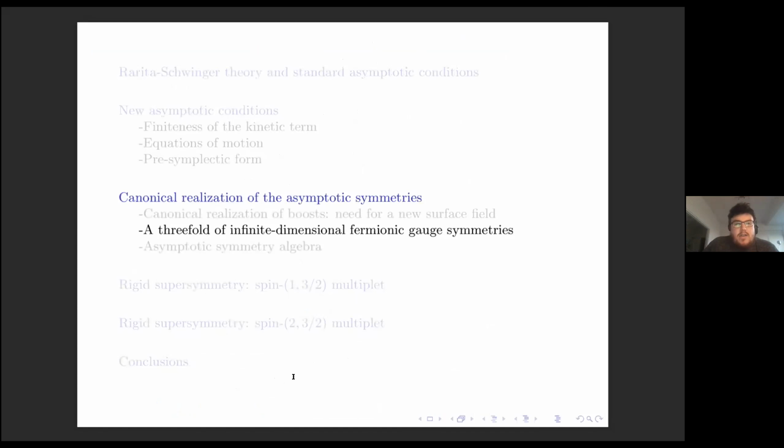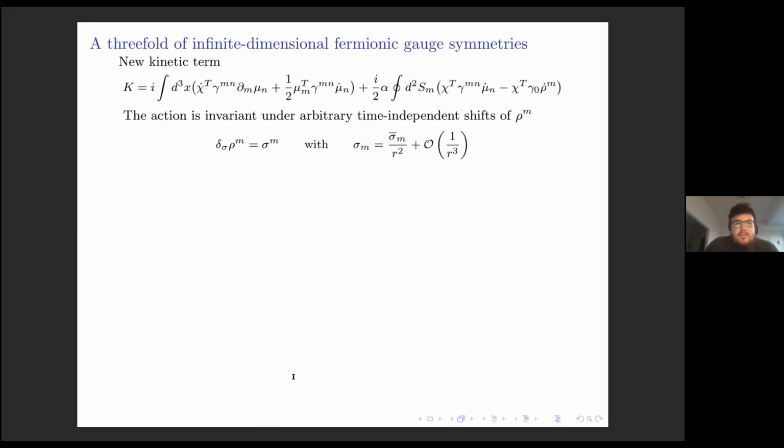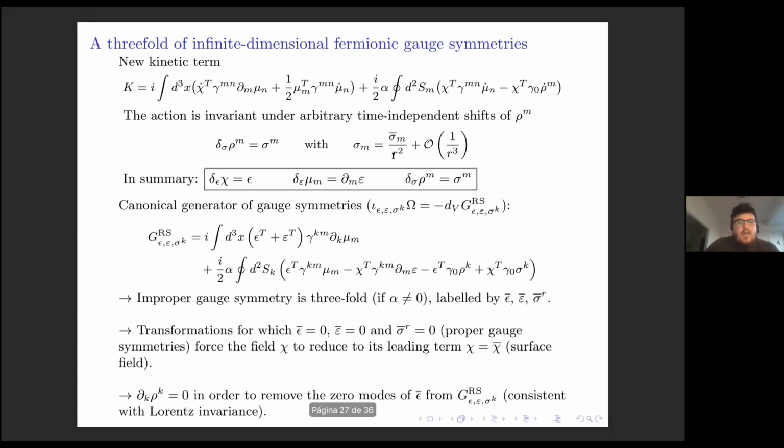So we can now write a new kinetic term with the new field rho, and we can see that the action is going to be invariant under arbitrary time-independent shift of rho of this form. So in summary, we have this set of gauge transformations of the fields, and using this formula relating the canonical generators and the symplectic form, we obtain the canonical generators for gauge symmetries.